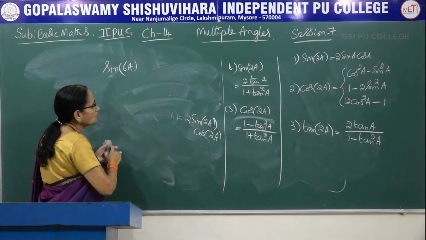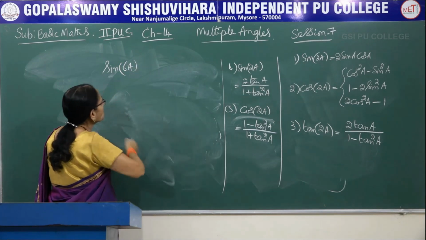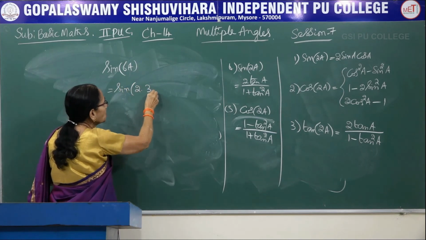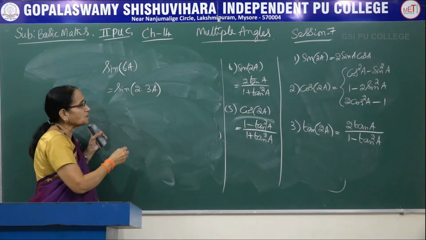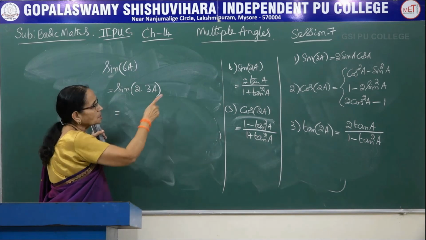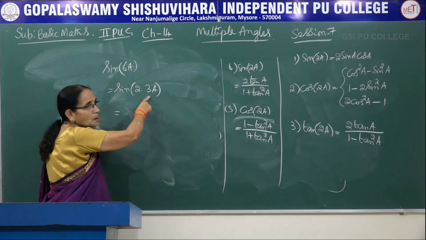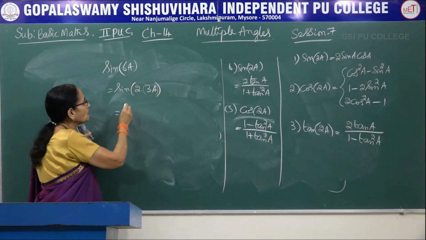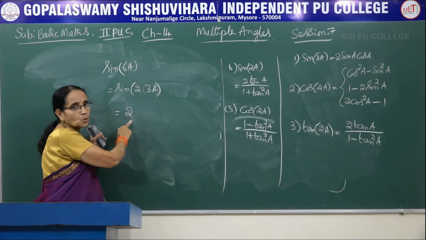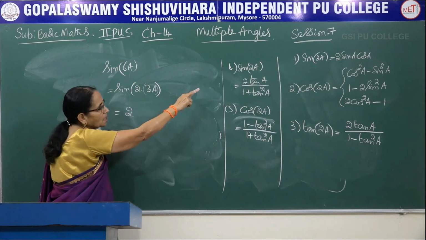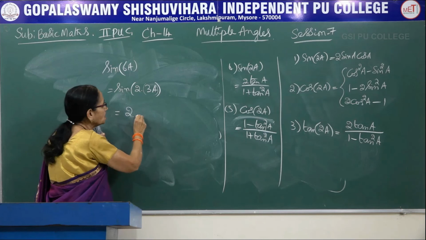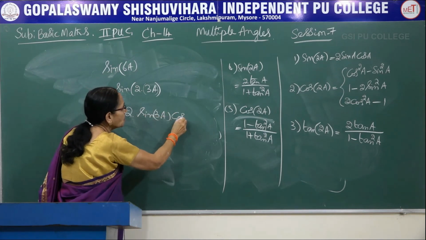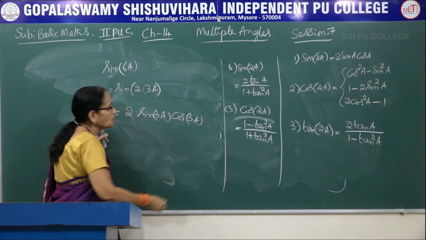6a. Suppose I am having sin of 6a. How do you write this one? You can write it as sin of 2 into 3a. You can write it, isn't it? So, using that formula sin 2a, in the place of a, I am having 3a. This is another angle in the place of a. So, applying the same formula, first 2 comes here. Sin of a, in the place of a, it is 3a. Therefore, I can write sin of 3a, same thing for cos function, cos of 3a.